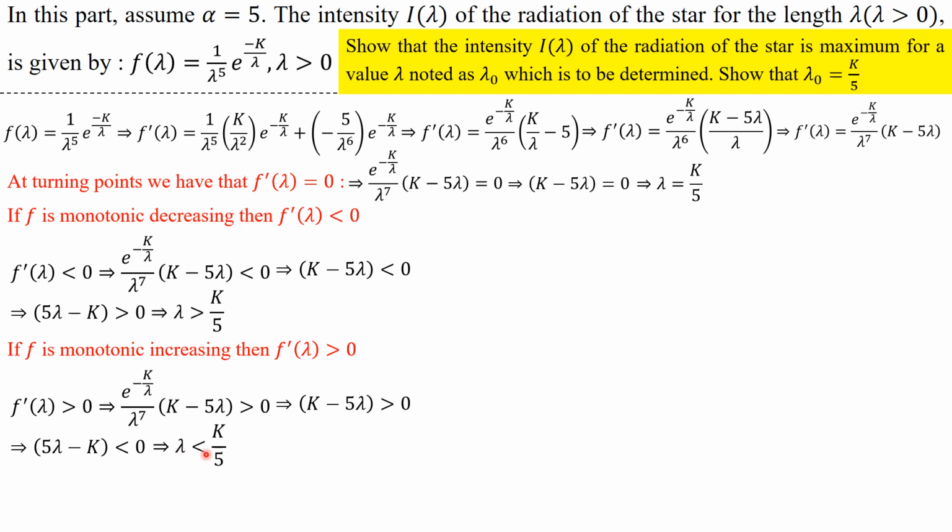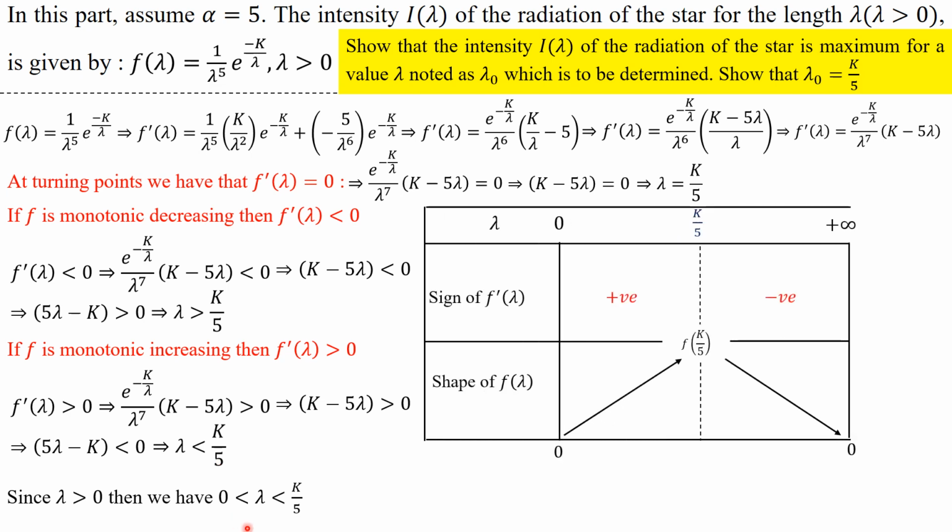So it means lambda is less than k divided by 5. Since we know that lambda is greater than 0 and here lambda is less than k divided by 5, then it means that the function is monotonic increasing for lambda being between 0 and 5. Now this is a variation table. It's almost similar to what we had earlier.